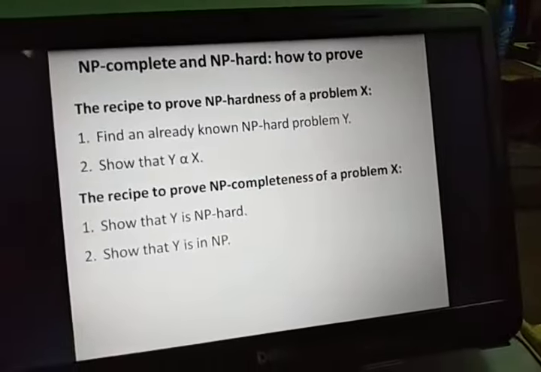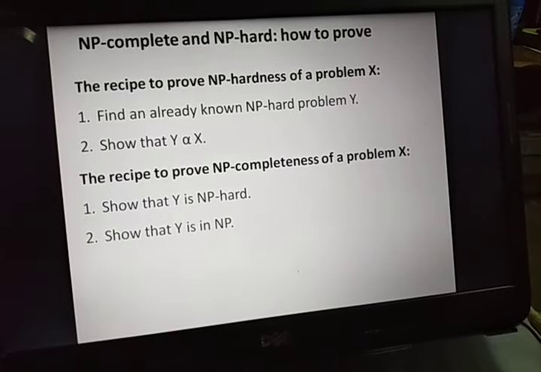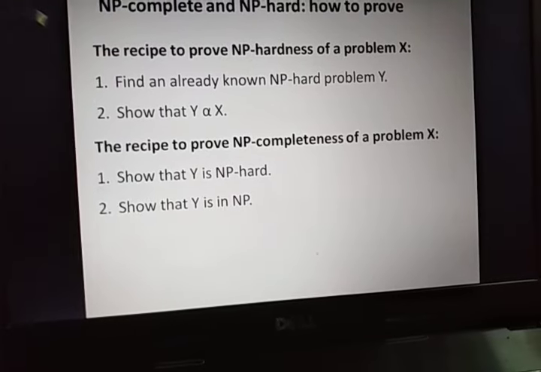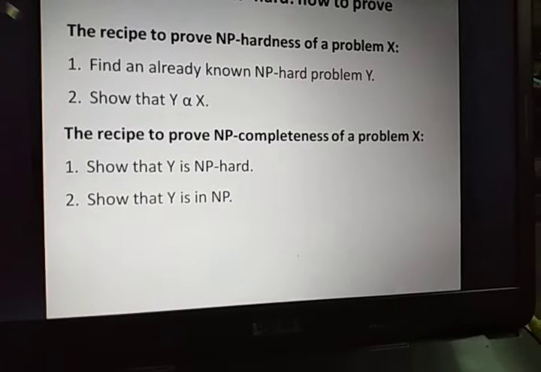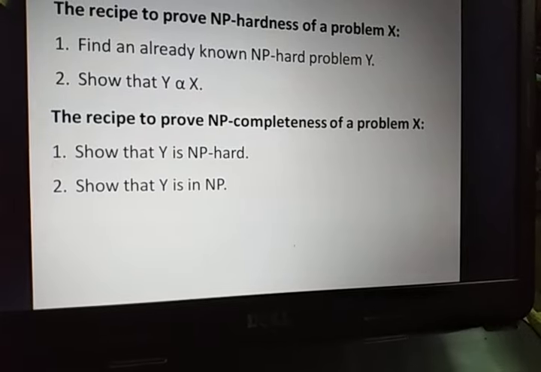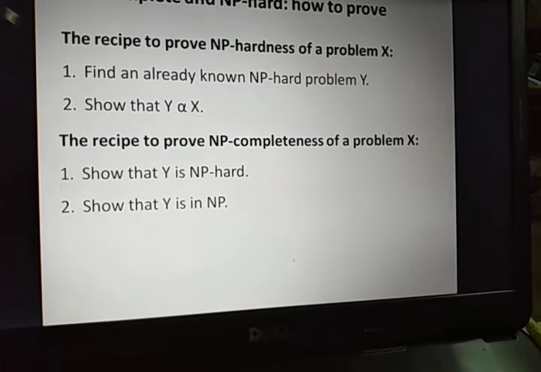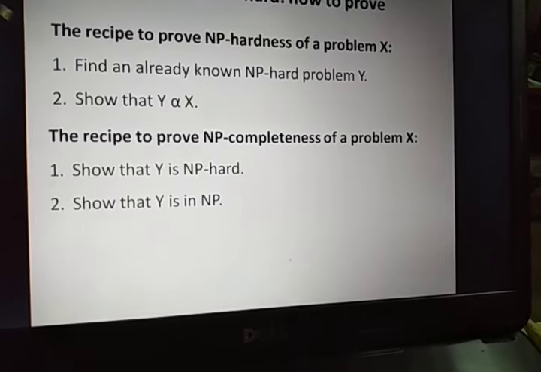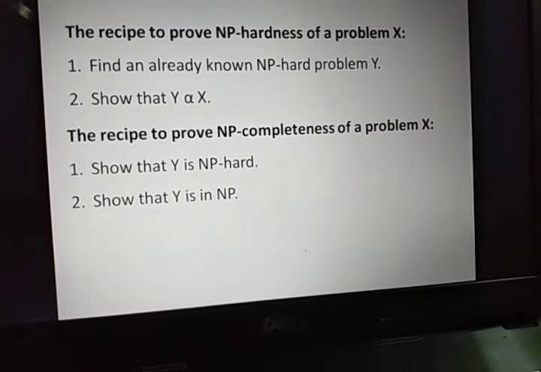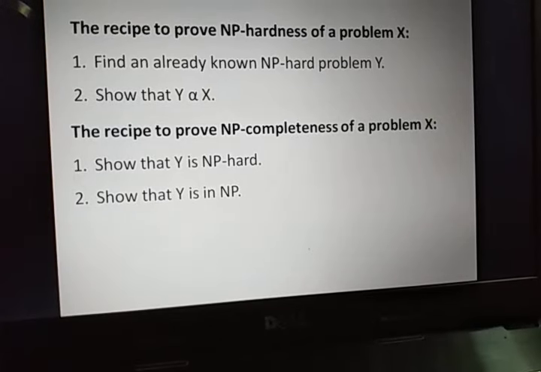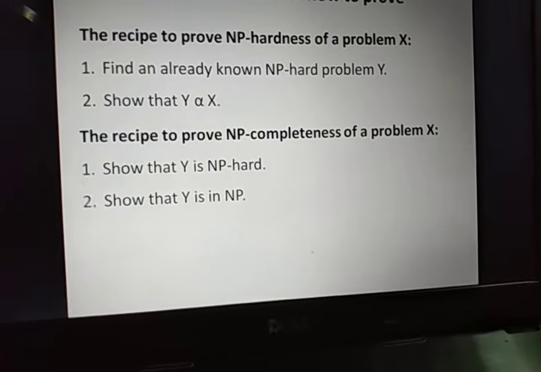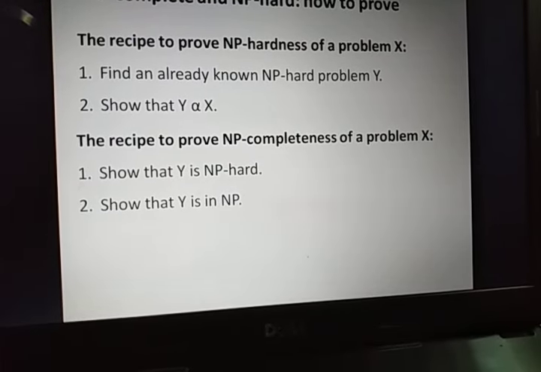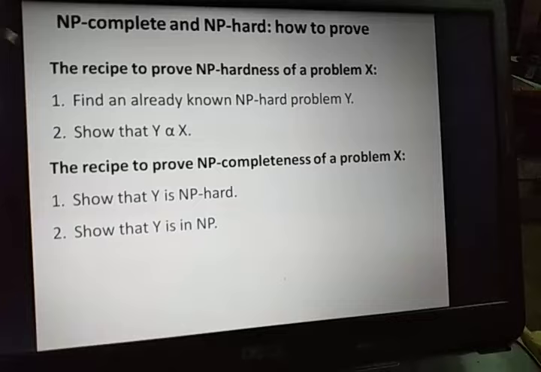Now let us go with the first case, to prove the NP-hardness of a problem X. Find an already known NP-hard problem Y and show that Y reduces to X. From this we can show that X is also NP-hard. And to prove the NP-completeness of a problem X, show that Y is NP-hard and show that Y is in NP. From this we can show that X is NP-complete.